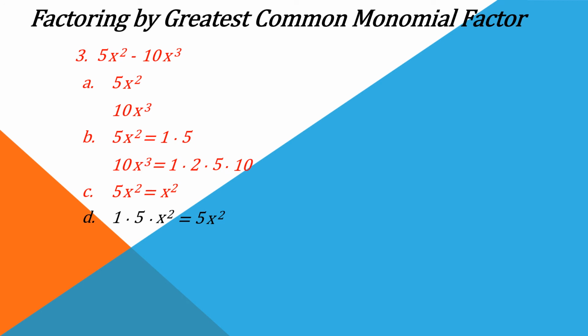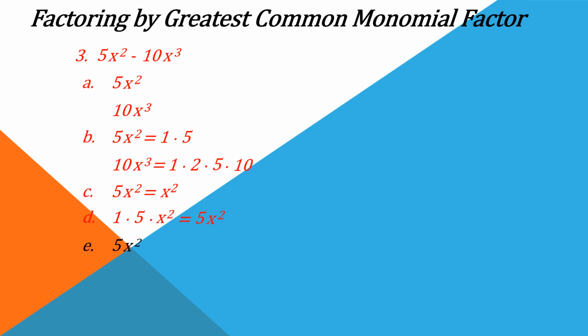By the way, in getting the greatest common factor of the numerical coefficients, we find which numbers are the same in both terms. In this example, we have 1 and 1, and then 5 and 5. So that is the greatest common factor for the numerical coefficients of this example. And our greatest common factor is 5x squared.